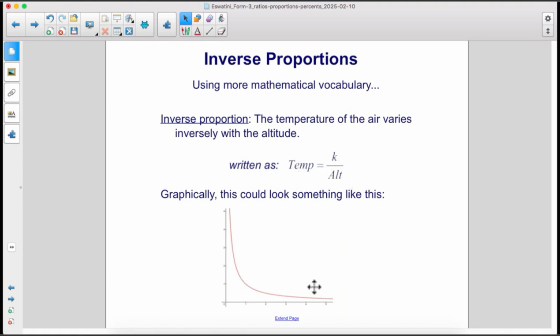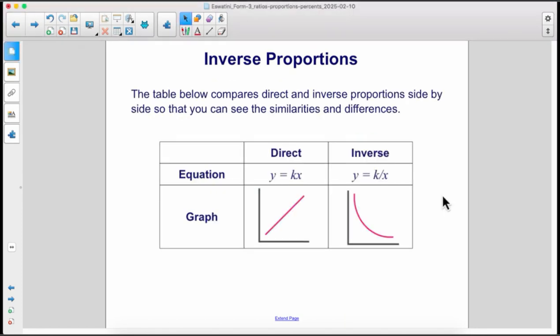Graphically, this could look something like this. As one variable increases, like on the x-axis, the other variable on the y-axis decreases. The table below compares direct and inverse proportions side by side so that you can see the similarities and differences.